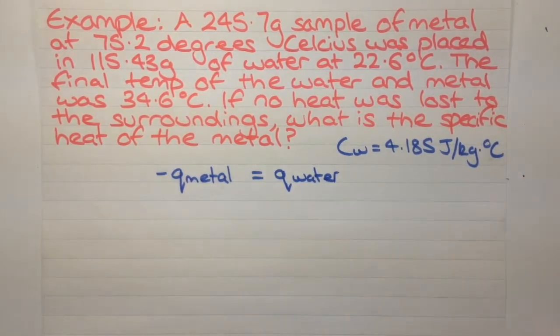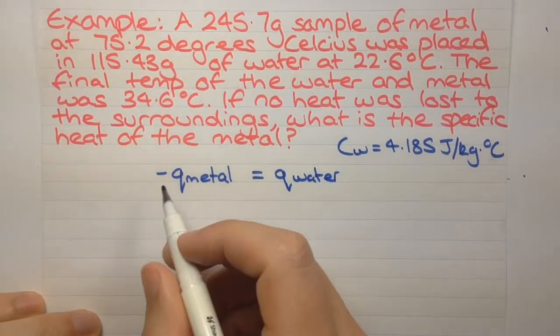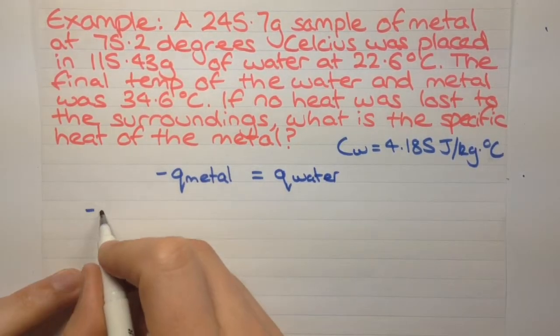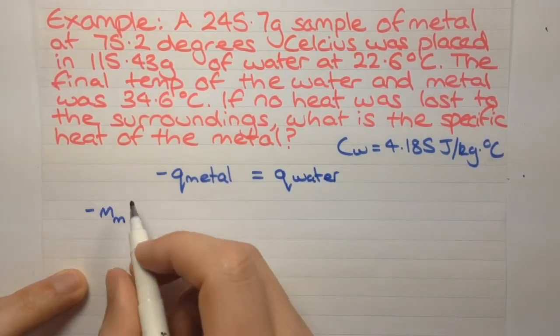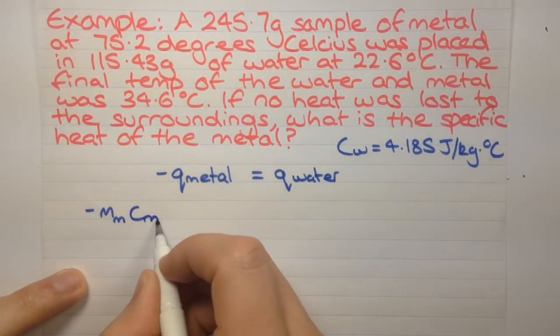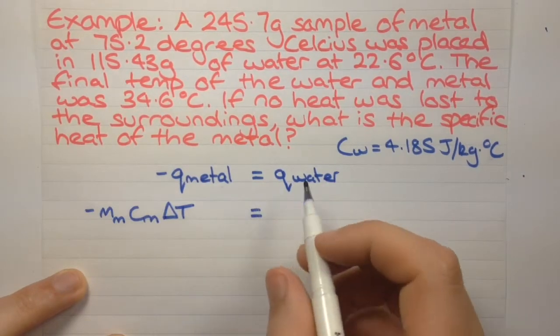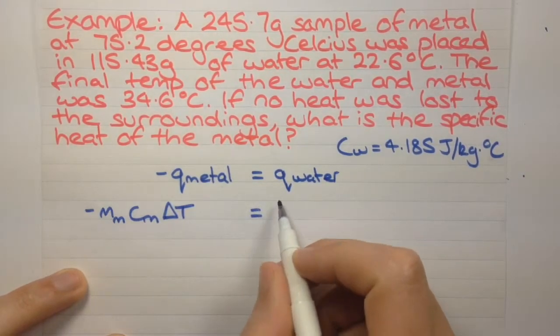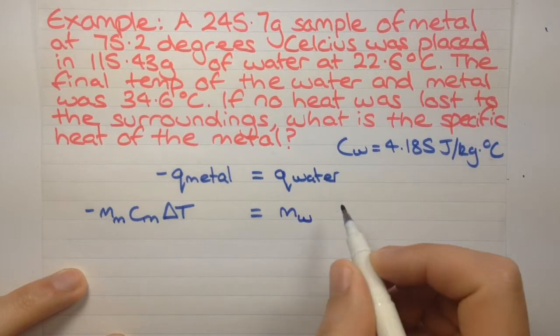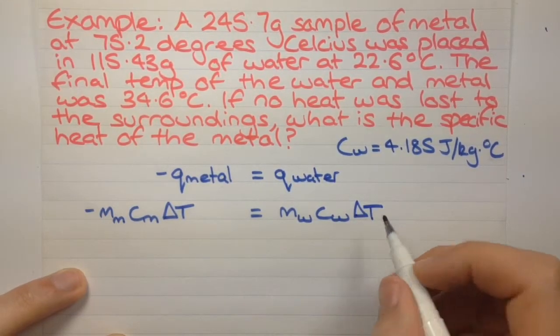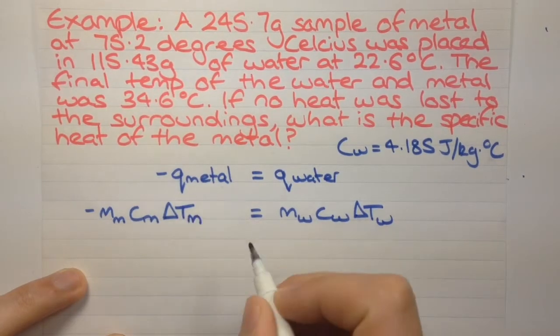Right, so we have equations for both of these. Mass of metal, c, difference in T, so that's the one we just learned a moment ago, and it's the same for this side. Mass of water, c of water, change in temperature of water, and that's the change in temperature of the metal.